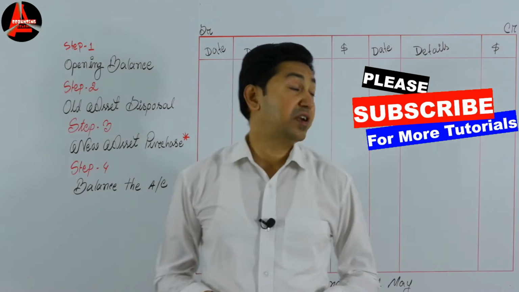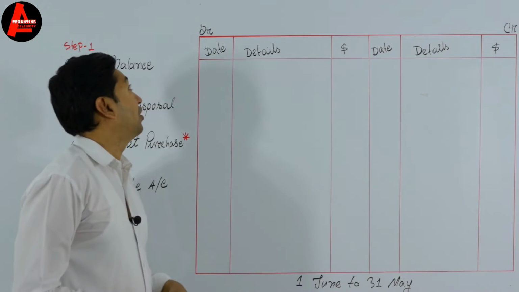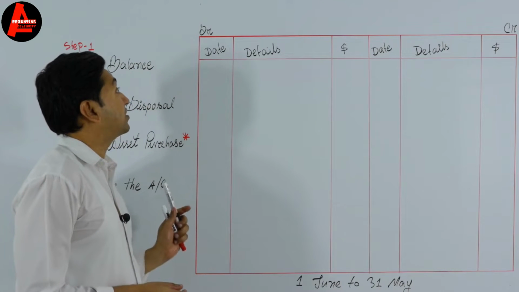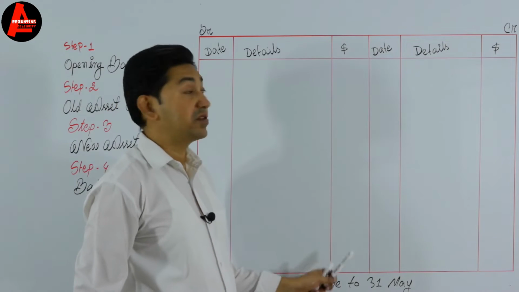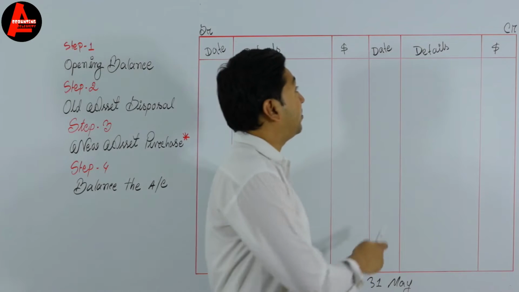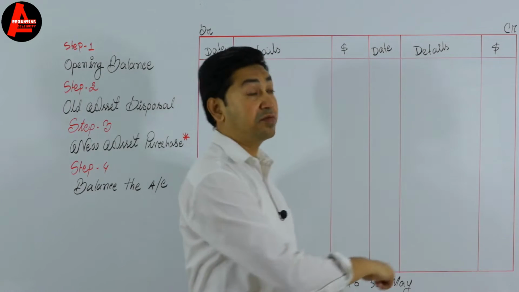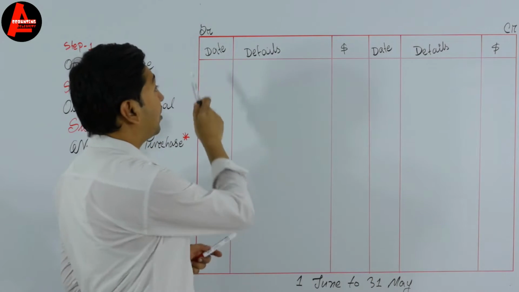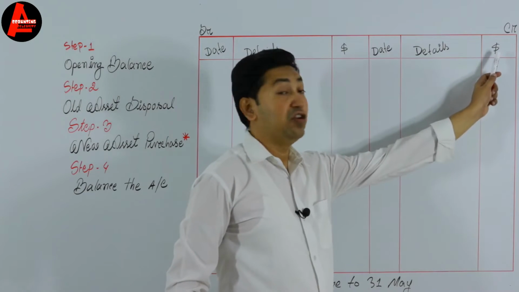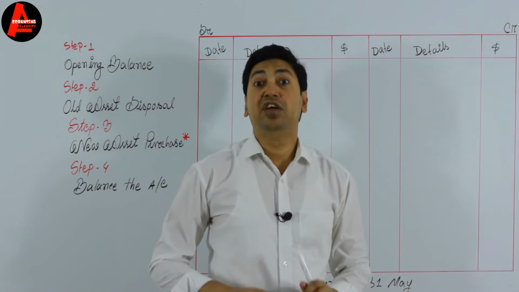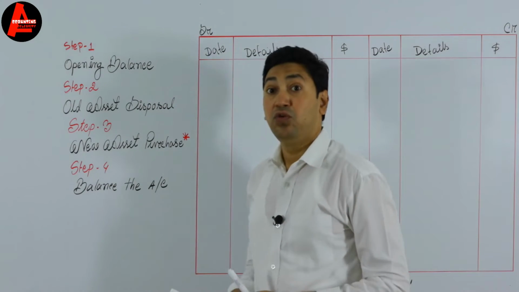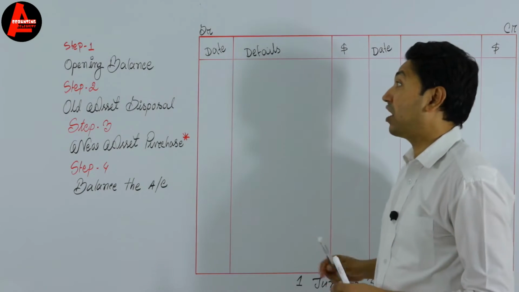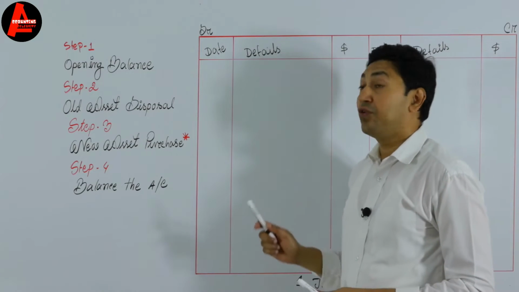Okay, before we start, let us have a look at the format. We have 6 columns. On the debit side, we have date, detail, and dollar columns, and on the credit side, we have the same date, detail, and dollar columns. These 3 columns are debit columns, and these 3 columns are credit columns. Now we have 4 steps. We will complete this account following these 4 steps.